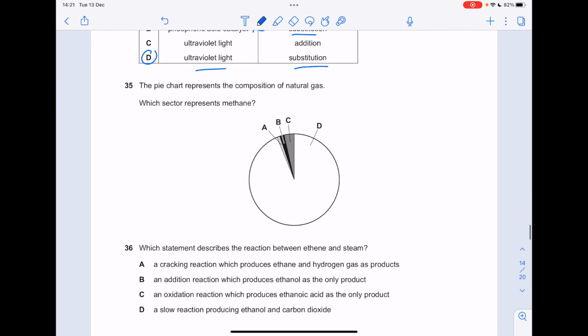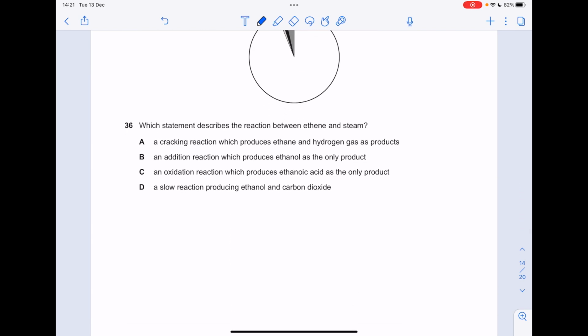answer. The pie chart represents the composition of natural gas. Which sector represents methane? Natural gas is largely methane, so that's why it's D. Which statement describes the reaction between ethene and steam? So we just mentioned this actually, to do with using the phosphoric acid catalyst. So you do this reaction to make ethanol.